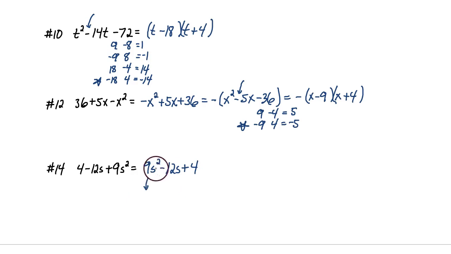The square root of 9s squared is 3s. The square root of 4 is 2. 3s times 2 is 6s, and twice 6s is a 12s. So this is a perfect square trinomial pattern. One set of parentheses, squaring on the outside. 3s, 2, and a minus sign in the middle.